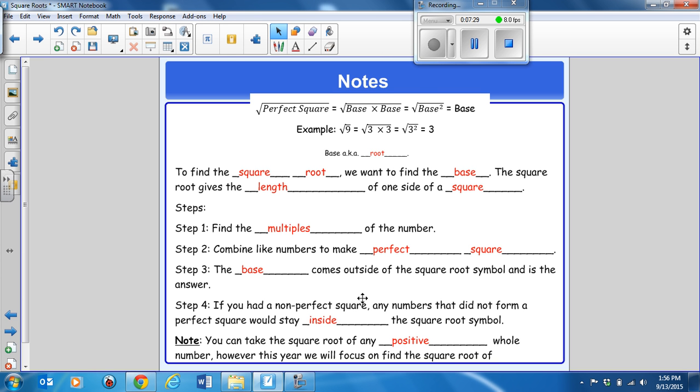So if we had a non-perfect square number, this is where we would use our prime factorization, but we're not going to get into that. This year we're only focusing on our perfect squares. So you can take the square root of any positive whole number. Okay, if you need to fill out your notes, go ahead and pause the video if you've not already done so.